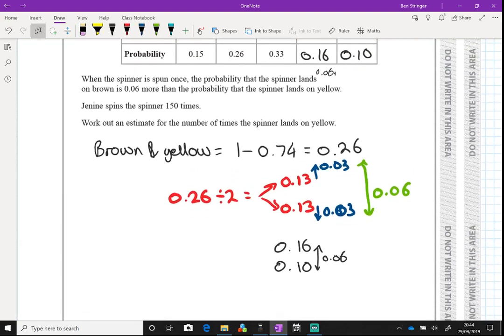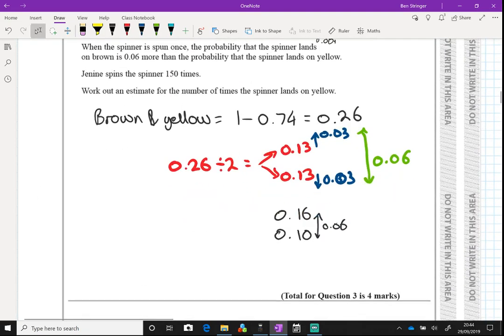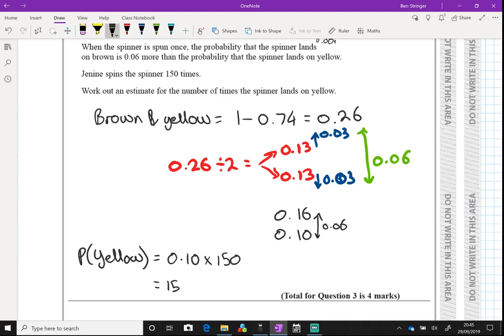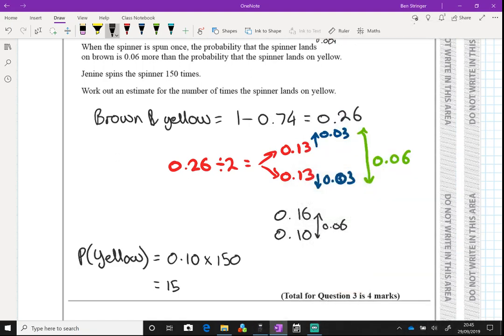Janine spins the spinner 150 times, work out an estimate. So the probability of it spinning yellow is going to be what happens 10% of the time, i.e. 0.10. Let's multiply that by 150. If we do that on a calculator, we should get an answer of 15. Just to double check. So we'd expect it to happen 15 times.